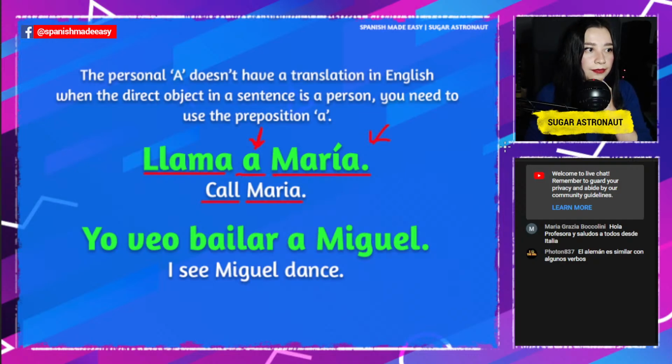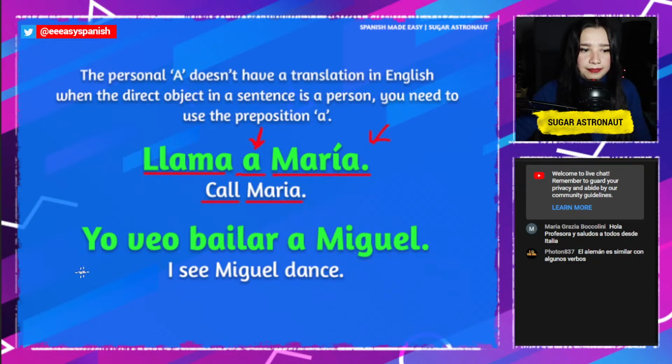Photon 837: El alemán es similar con algunos verbos. Welcome, Photon 837. Really, that's quite interesting. That's pretty cool. Thank you for sharing, and your Spanish is great. Maria and Photon 837, your Spanish, man, it's pretty good. Welcome.